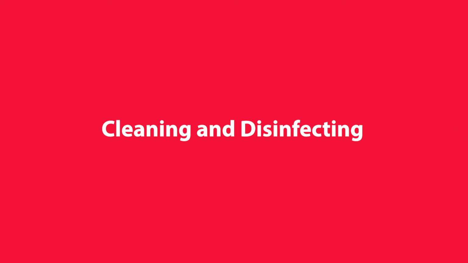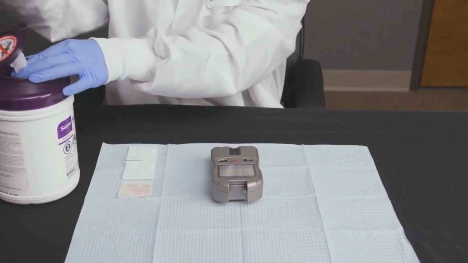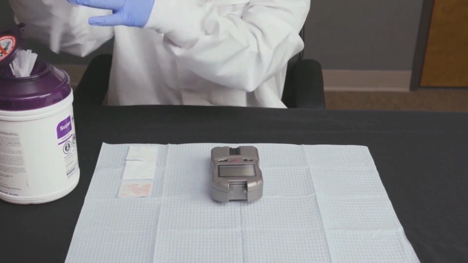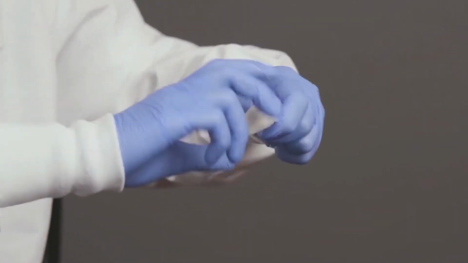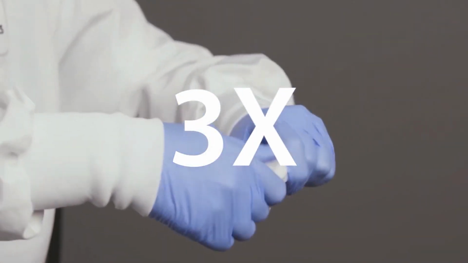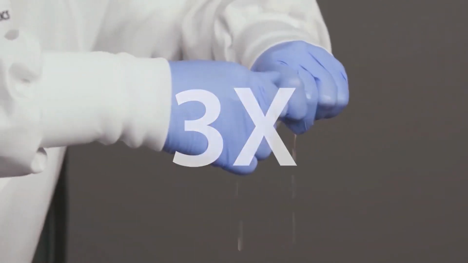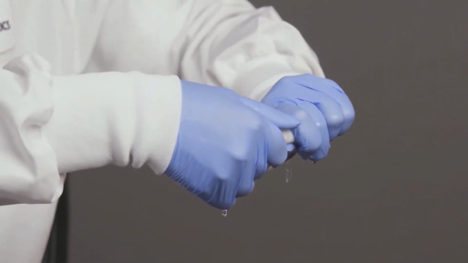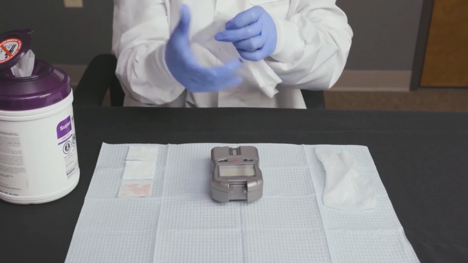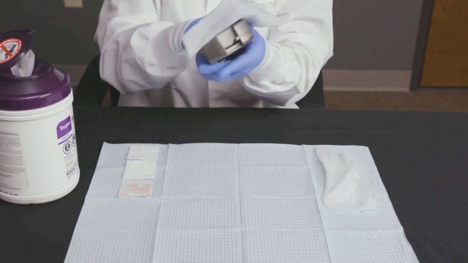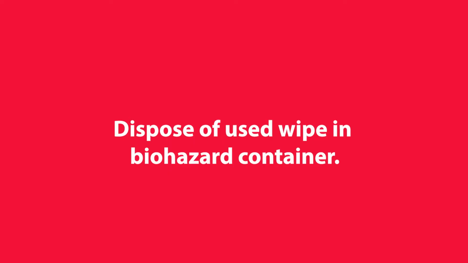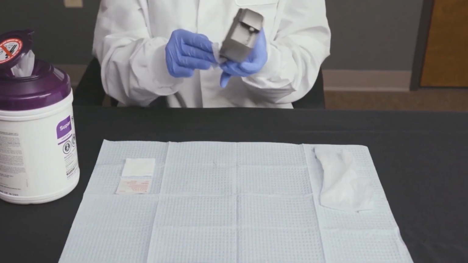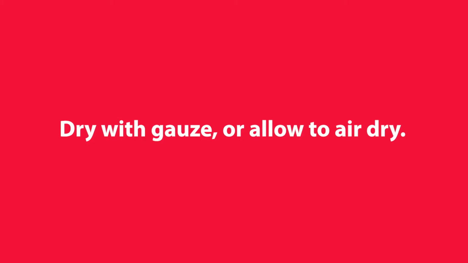First, clean the analyzer. Take 2 Super Sani-Cloth disinfectant wipes out of their container. Fold the wipes in half and forcefully twist them at least 3 times to wring out excess liquid. Set one wipe aside. With the other wipe, thoroughly clean all areas of the analyzer. This will remove any left-behind organic materials or blood products. Dispose of the used wipe in the biohazard container. Dry the analyzer with a piece of gauze or allow it to air dry.